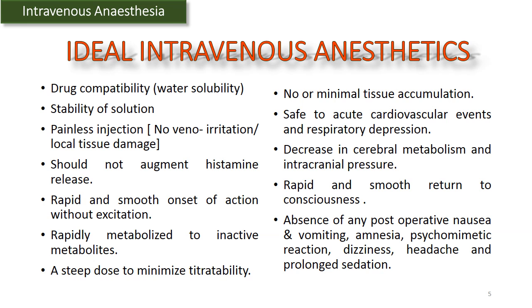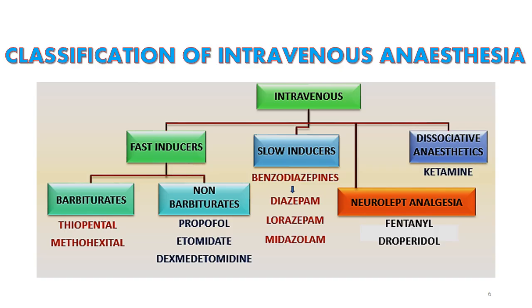The main important point for the ideal intravenous anesthetic agent, there should be absence of any post-operative nausea and vomiting, amnesia, post-anesthetic psychomimetic reactions, dizziness, headache, and prolonged sedation. There are 4 varieties of available intravenous anesthetic agents: fast inducers, slow inducers, neuroleptic analgesia, and dissociative anesthetic agents.